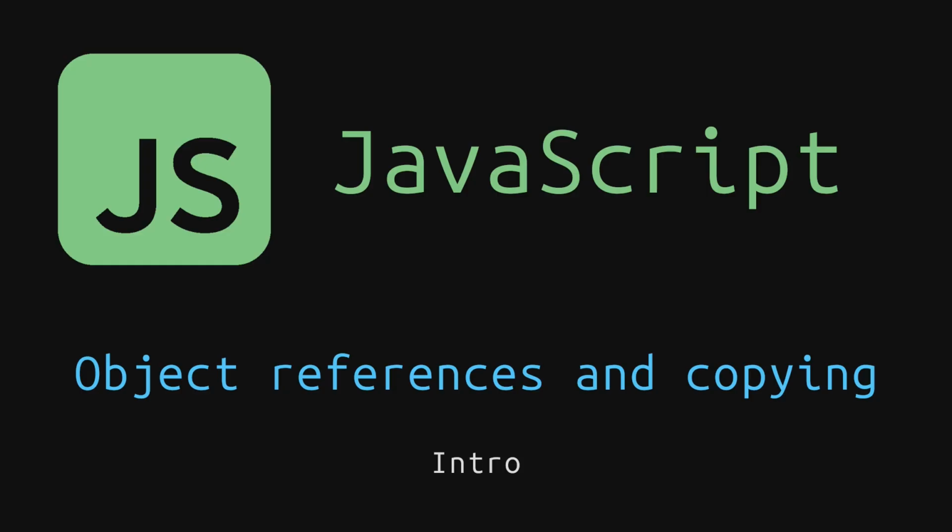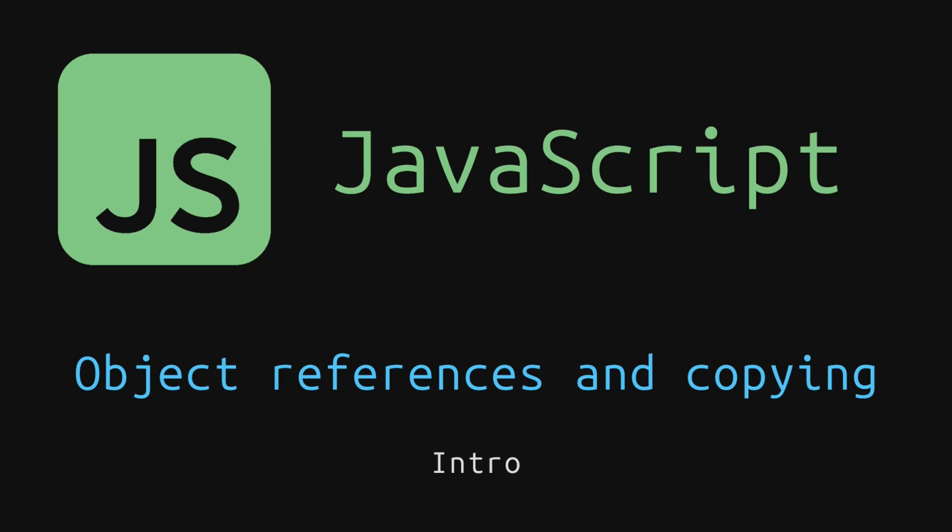Welcome to Lesson 10. Today we are unraveling one of the most fundamental concept shifts in JavaScript, object references and copying. First, we'll look at how JavaScript handles primitives versus objects in memory, and why copying an object variable actually copies its address reference, not the object itself.